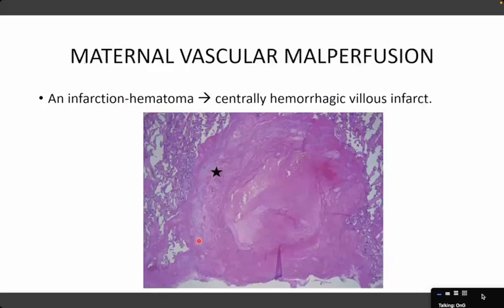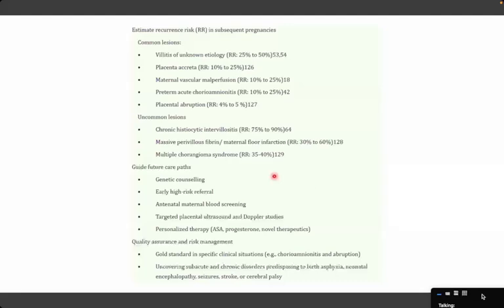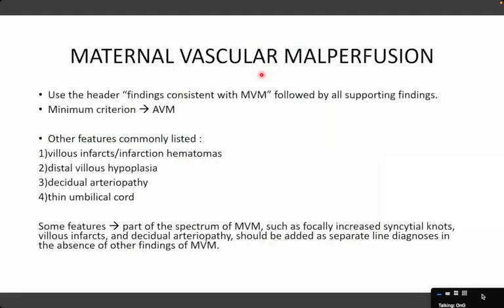Infarction hematoma is a centrally hemorrhagic villus infarct. Maternal vascular malperfusion has a recurrence rate of 10 to 25%.